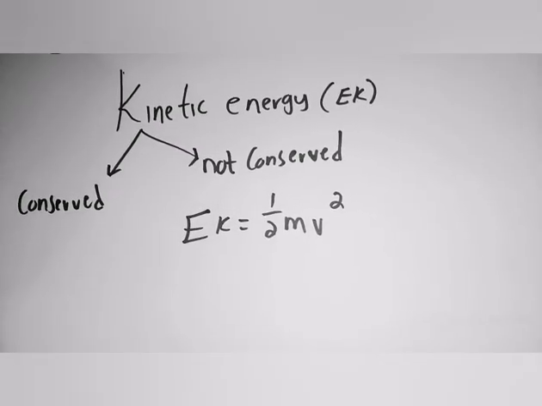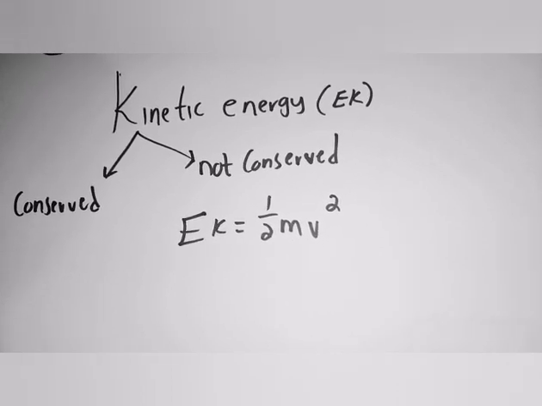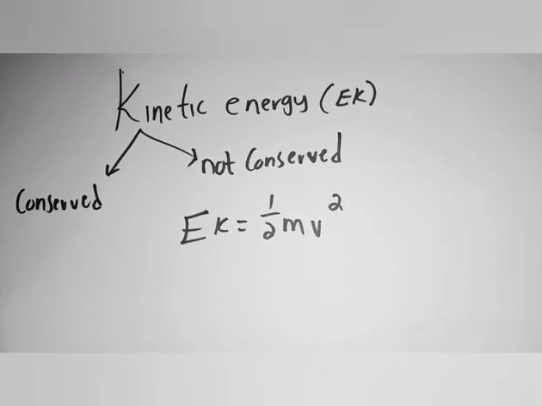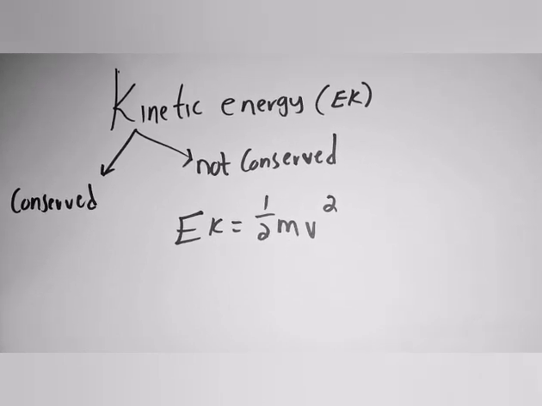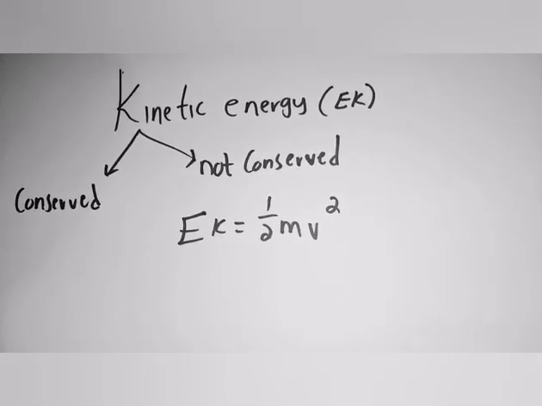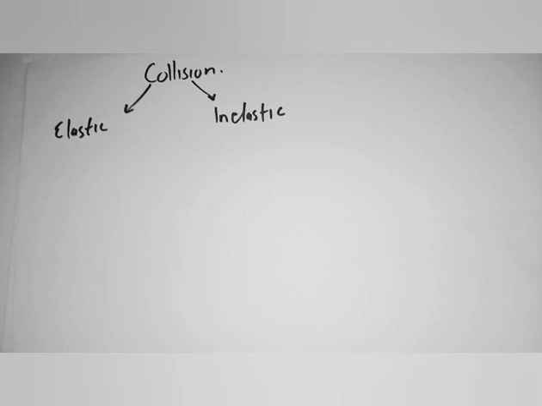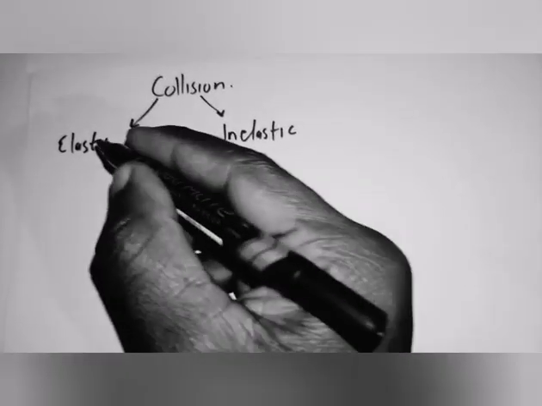Okay, we have kinetic energy, which is the energy an object has due to its motion. So kinetic energy can be conserved or not conserved. So the formula for kinetic energy is EK equal to half mv squared, where m is the mass in kg and v is the velocity in meters per second. So we're going to talk about it a lot. Now, as we talked about collision, we say that collision is the interaction between objects. So we have 2 types of collisions, elastic and inelastic.